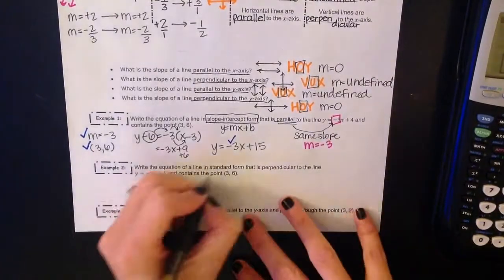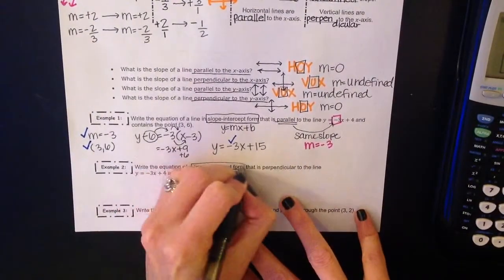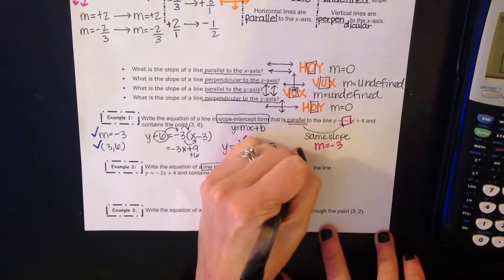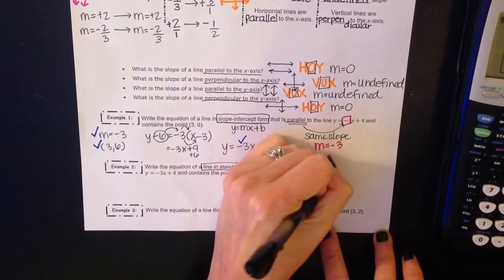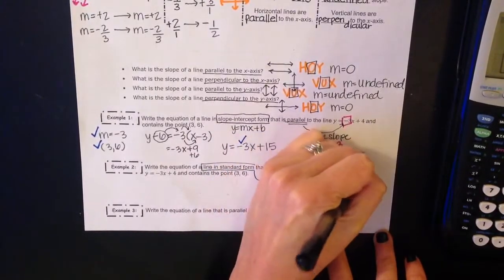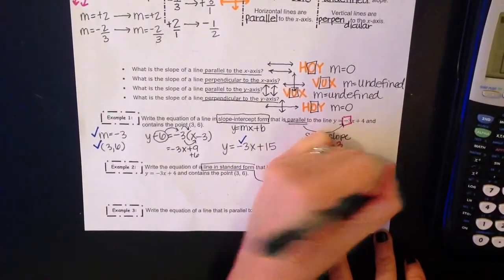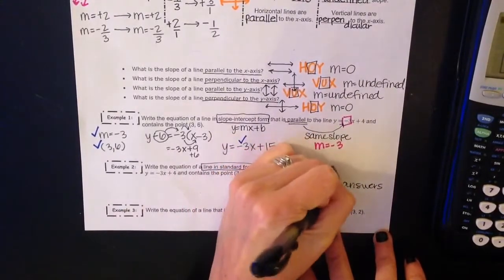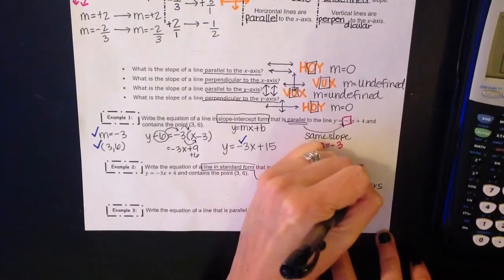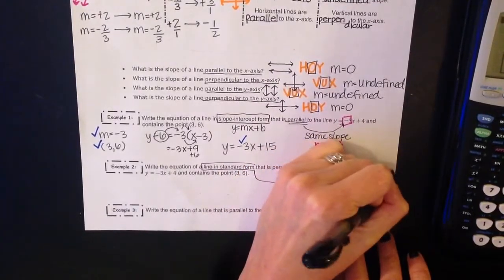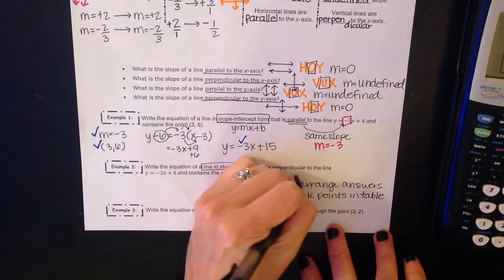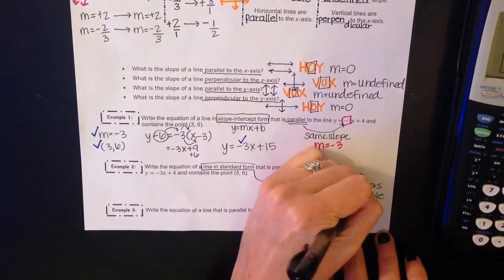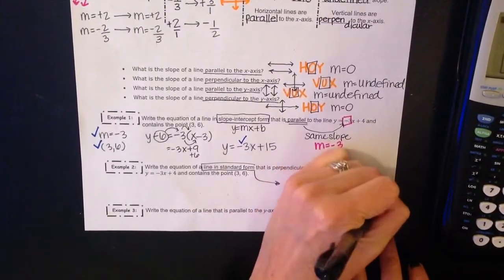All right, write an equation of a line in standard form. If they're asking you to write an equation in standard form, here's what you need to do. You need to rearrange answers. Check points in table and check slope. Y equals mx plus b.